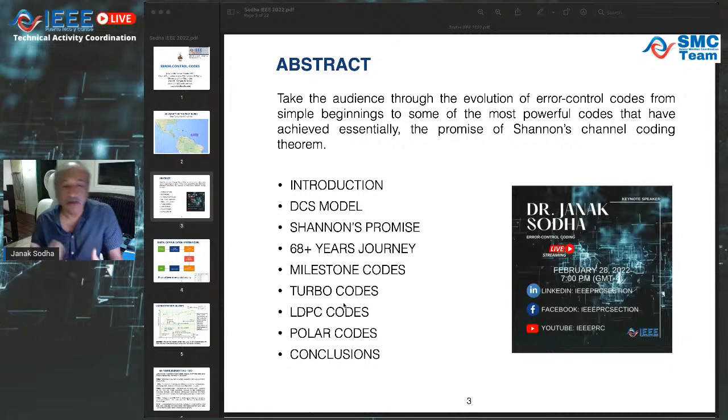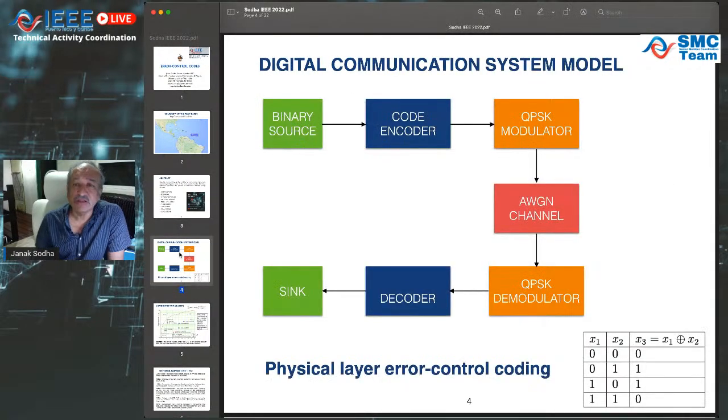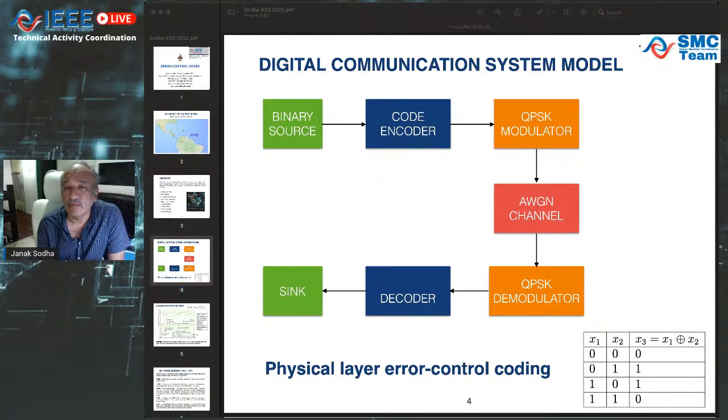I will be looking at the encoding part only, not the decoding part. The encoding is easy, the decoding is a lot more involved and very mathematical. But for this presentation, at least you'll get an insight into the journey of error control codes and what lies ahead. So the communication system model that I'm looking at is a binary source. So these are the ones and zeros that you want to get across the communication system from the source to the sink.